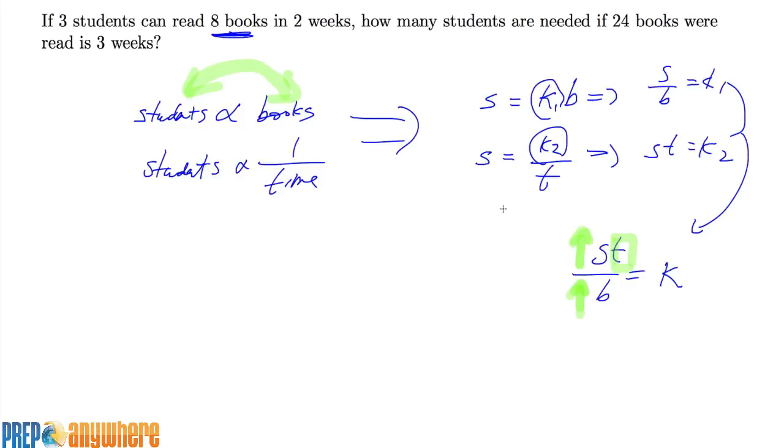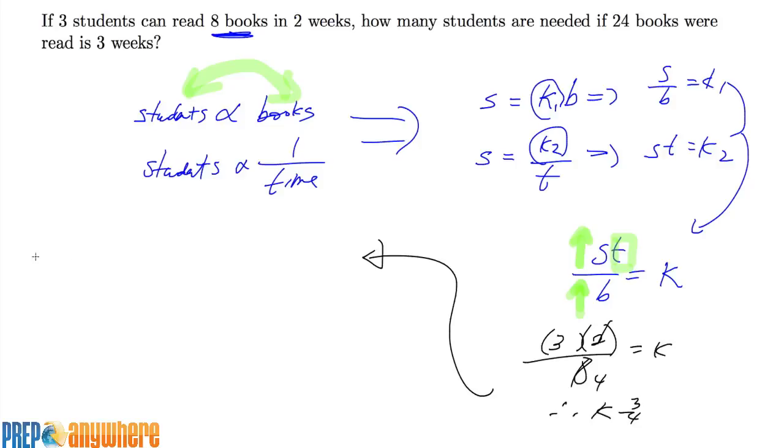So let's use that. It says here 3 students, 8 books, and you can do that in 2 weeks. So we found our K. K is going to be, let's reduce that, K is equal to 3 over 4. Okay, let's continue up here.